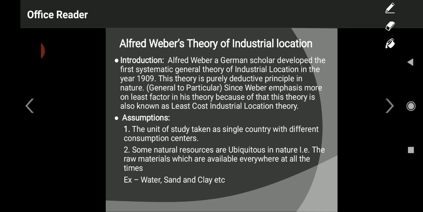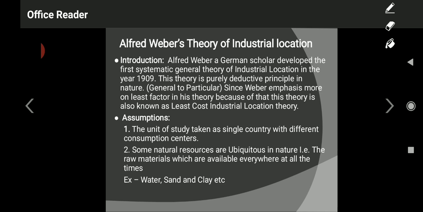According to Weber, if you understand this particular topic, definitely you will get success when you start an industrial unit after your BCom degree. Before establishing any kind of industrial location, if you want to become an entrepreneur after your BCom degree, you must read Alfred Weber's theory of industrial location. It gives the way towards success in that particular business. I hope you understood.